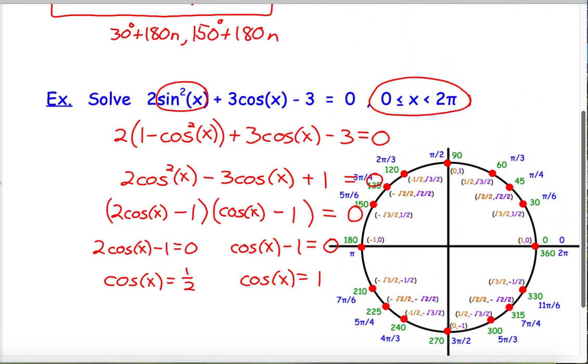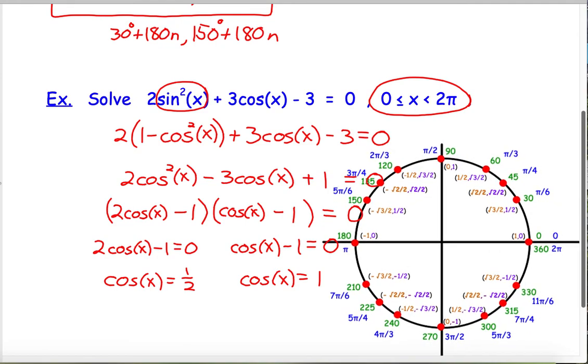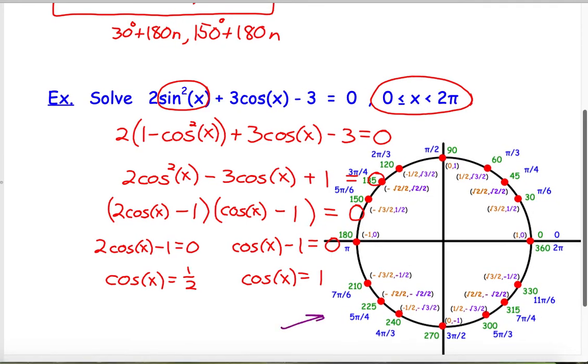So let's pull that back down here. Put another arrow on this. And when is the cosine equal to 1/2? Well, that happens up here at 60 degrees. We're in radians, so pi over 3, and down here at 5 pi over 3. So the cosine, the x-coordinate, is 1/2 there, pi over 3 and 5 pi over 3. So those are the two possibilities there.